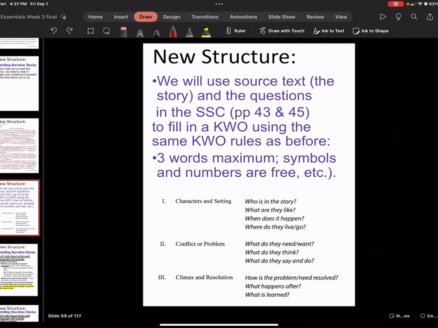To fill in a keyword outline using the same KWO rules as before. What are they? 3 words maximum, 3 written out words maximum. Symbols and numbers are free. So we've got the character and setting, the conflict or problem, and the climax and resolution, and we've got the questions that go with each.